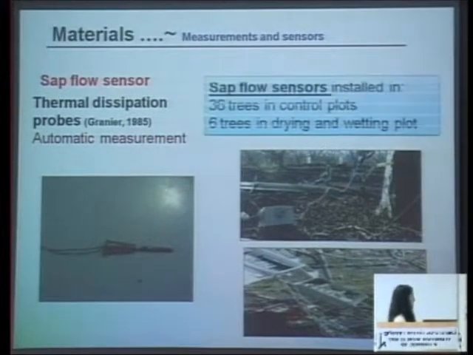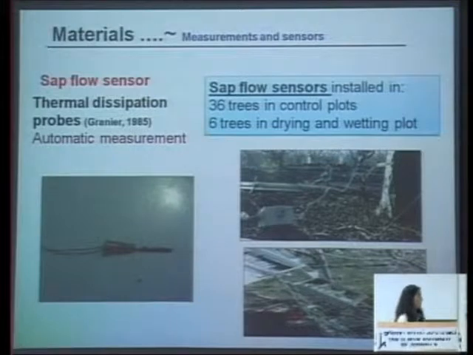And we have altogether the sap flow sensors. We installed 36 in control plots, while in the drying and wetting plot we had only 6 trees. In the drying and wetting plot we also have the irrigation sensors, in each of the 6 trees with 4 irrigation sensors, to know the response of the irrigation sensors during drying and wetting.